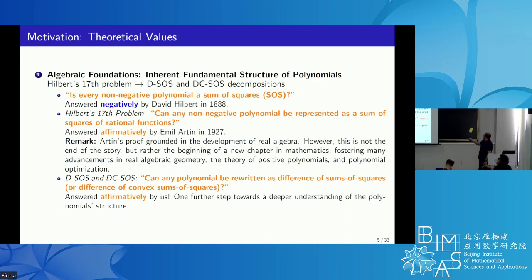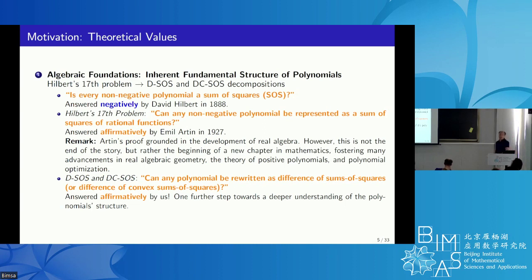Initially, a very interesting question was asked: is every non-negative polynomial a sum of squares? If a polynomial is non-negative, maybe it can be expressed as a sum of squares. The problem was answered by David Hilbert in 1888: only a few cases, under some conditions that I will show you later, have equivalence between SOS and non-negative polynomials, but most are not the case. So that is the initial problem.